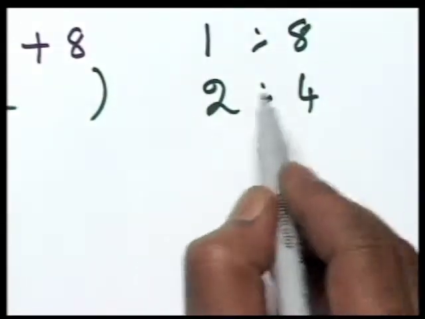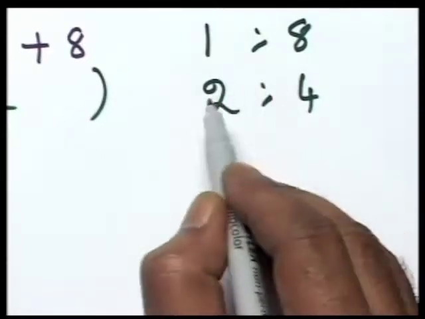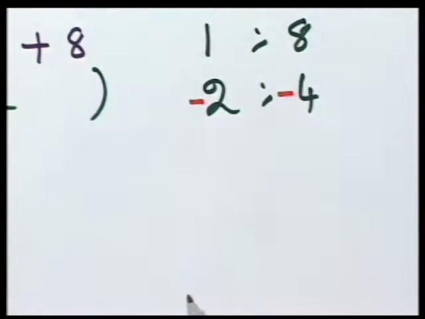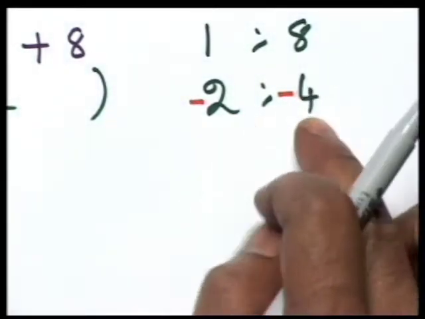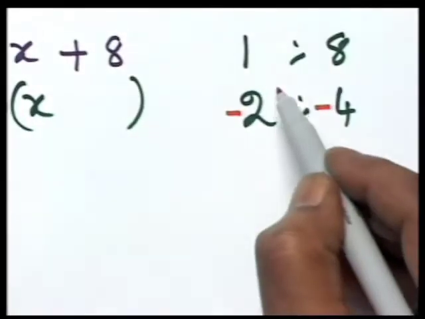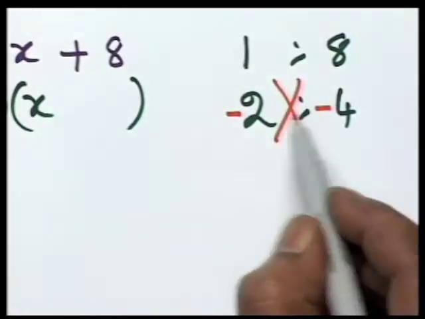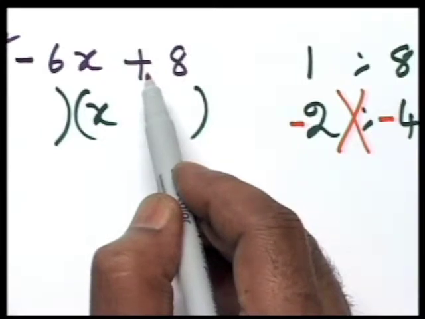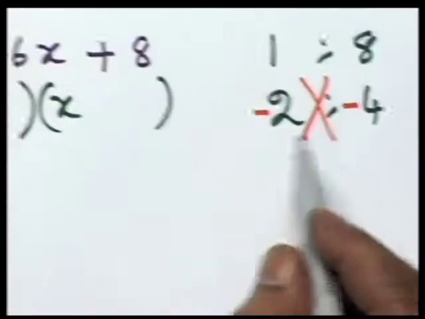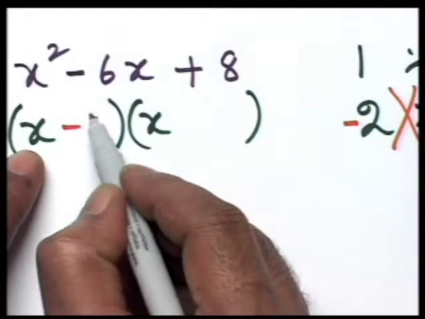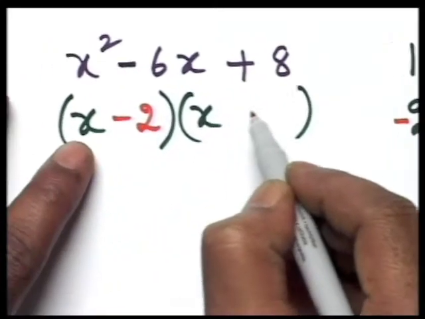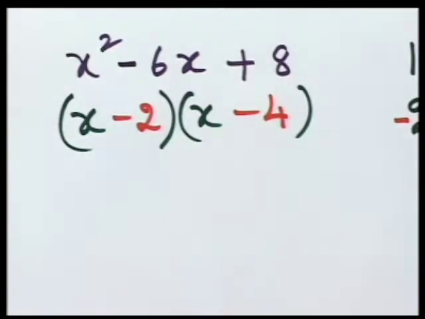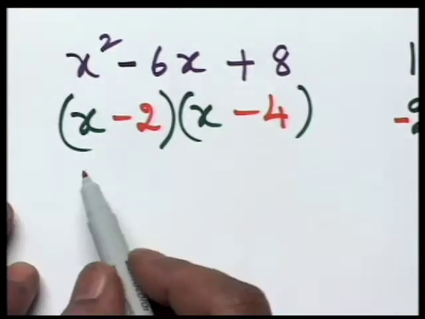Now, how do you put the signs here to get a minus 6? Let's say a minus 2 and a minus 4 add together to get minus 6. And when you multiply them, we do get a plus 8, please. That's very, very important. So those are the two factors we choose. So it's x minus 2 and x minus 4. All right. So those are the two factors. Let's take one more question.